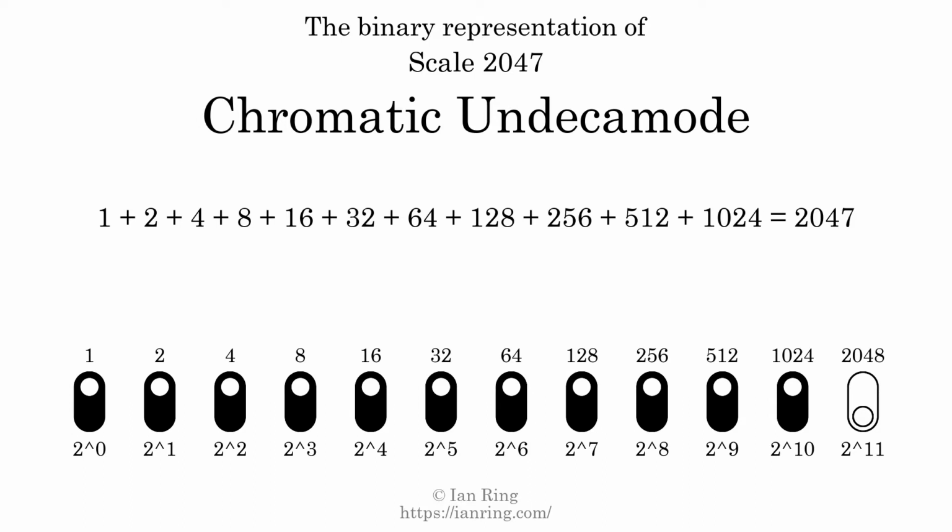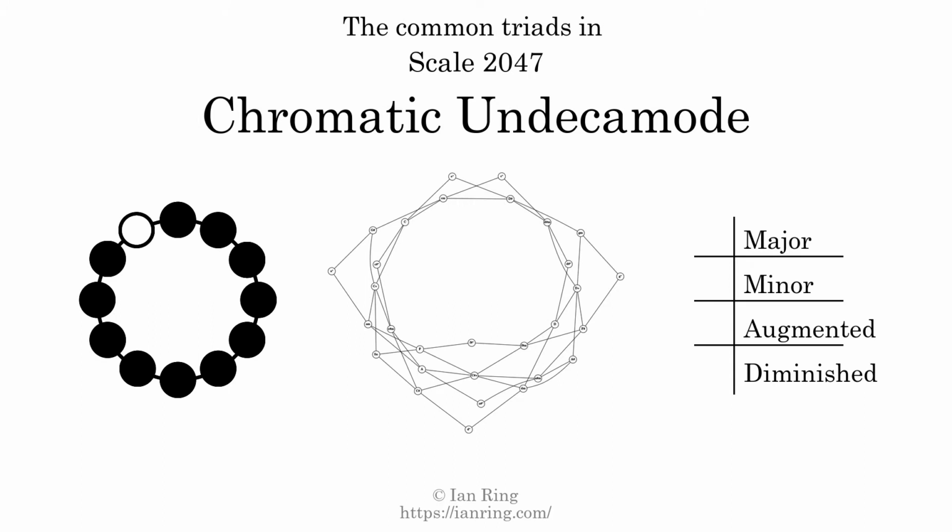The scale number not only enumerates the scale with a unique index, but it also literally describes the tonal content of the scale. Represented as a binary number in base 2, the scale number is 0 1 1 1 1 1 1 1 1 1 1 1. Here are the common triads present in this scale. The diagram in the center is a graph of parsimonious voice leading between triads.